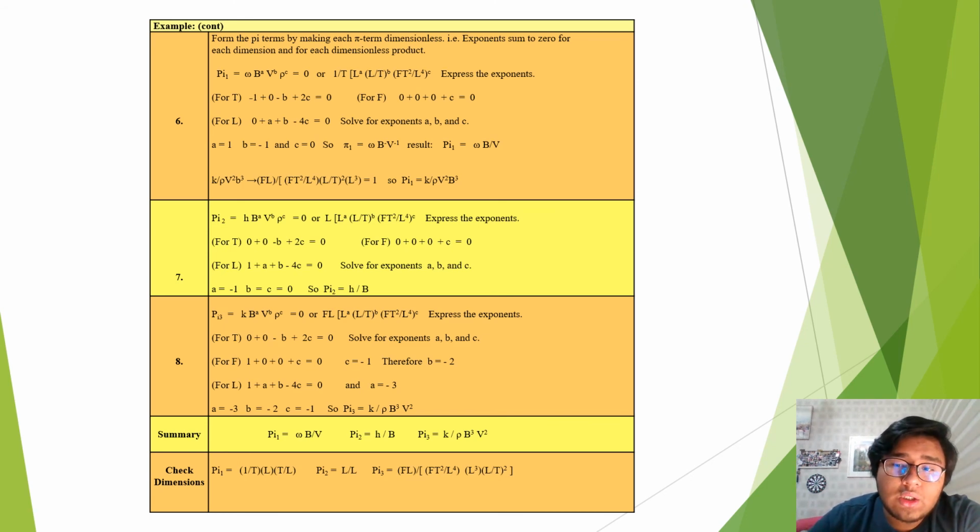So that's all the steps in the method of repeating variables. So this is how we use the exponent method. So this is how we calculate the Buckingham pi theorem. So I hope you all understand each step to find the equation for pi. So that's all for the Buckingham pi theorem and method of repeating variables.